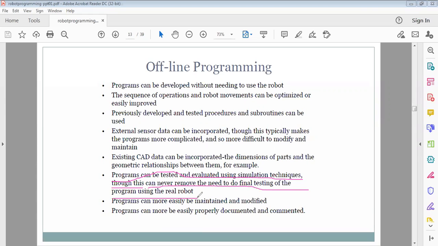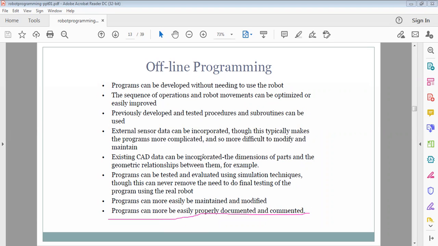Using simulation techniques, through this feature we never commit mistakes while doing the program. So programs can more easily be maintained and modified, and programs can be easily and properly documented and commented.